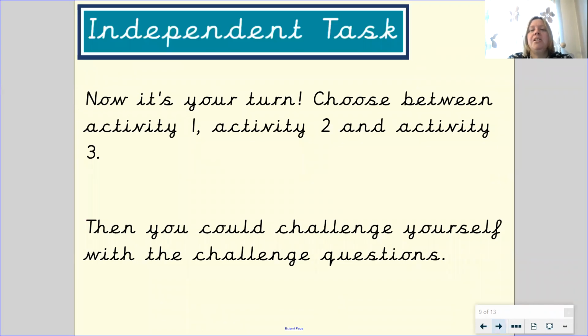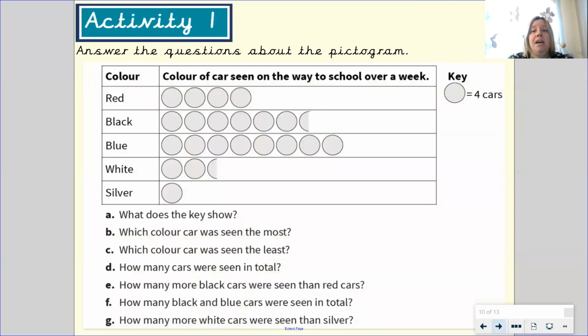Now it's your turn. Choose between activity 1, activity 2 and activity 3. Then you could challenge yourself by completing the next activity if you have time. So, activity 1. Answer the questions about the pictogram. So, what does the key show you? Remember, the key is here. So, the key shows us this. Then you need to answer the rest of the questions. Remember to answer your questions in a sentence.